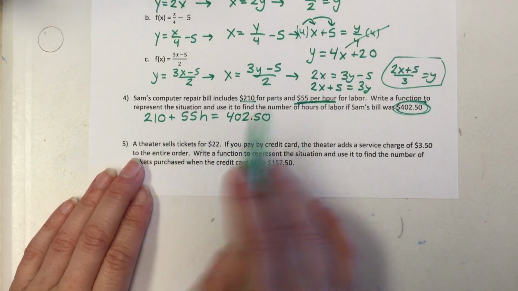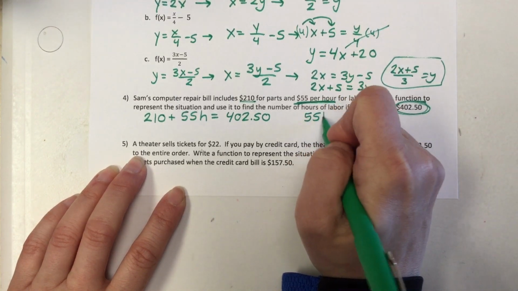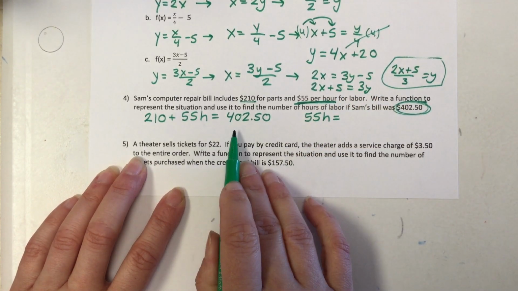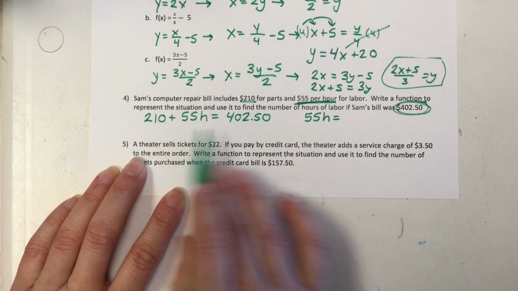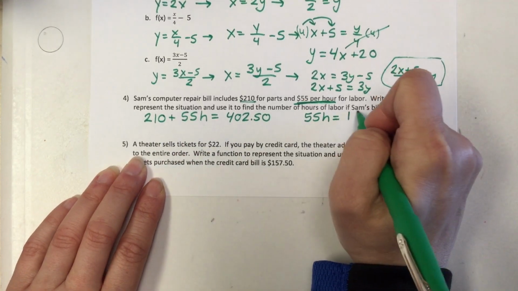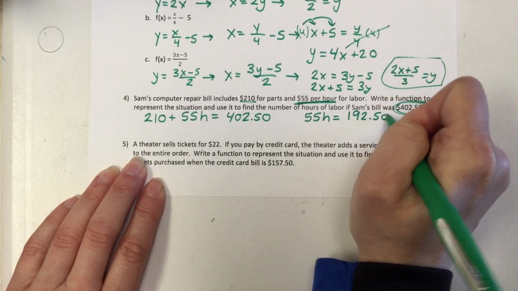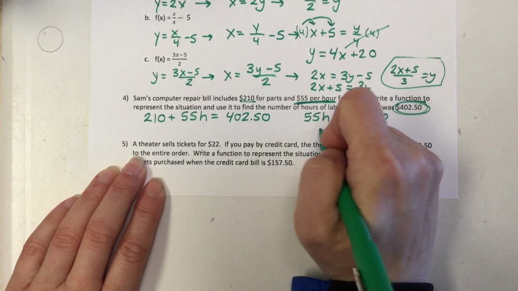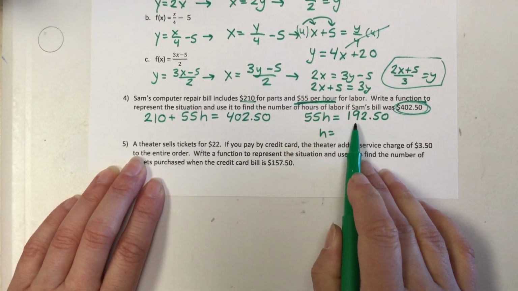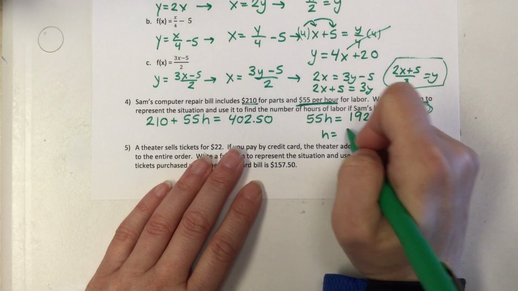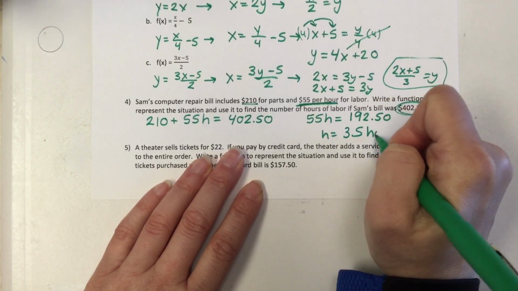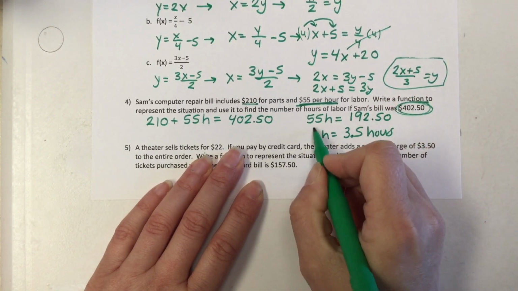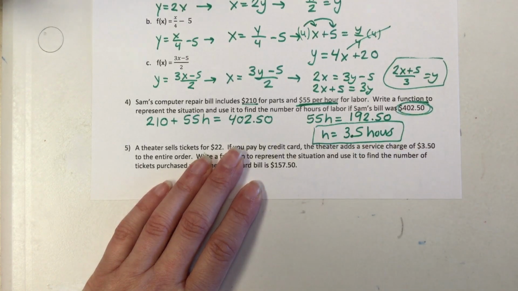So step 1, minus the 210 over. So I would have 55H equals, if I take 402.50 minus 210, you get 192.50. Divide both sides by 55. 192.50 divided by 55 is 3.5, and that 3.5, what it's representing are hours.